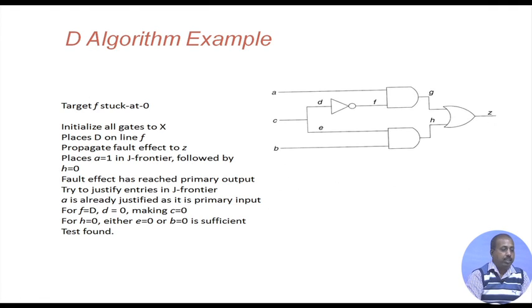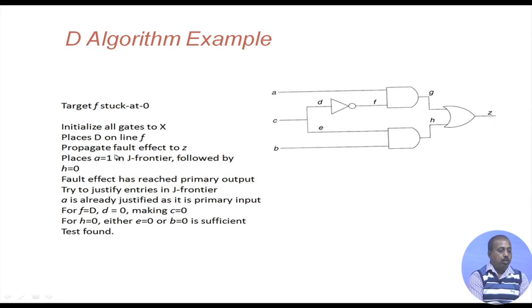We can better understand it by means of an example. Suppose this is the circuit that we have and we are targeting the fault f stuck at 0, this particular point stuck at 0. Initially all lines in the circuit are set to X, and we place D on line f. So, this line f is set to D and the rest are all X.